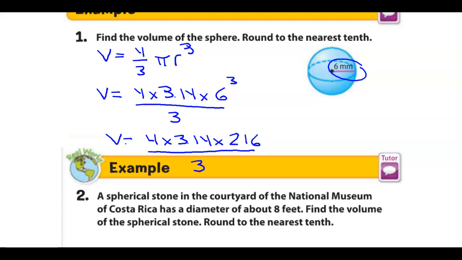Let's multiply straight across here. We've got 4 times 3.14 times 216, and that gives me 2,712.96. Then we're going to divide that by 3, and that will give us 904.32.